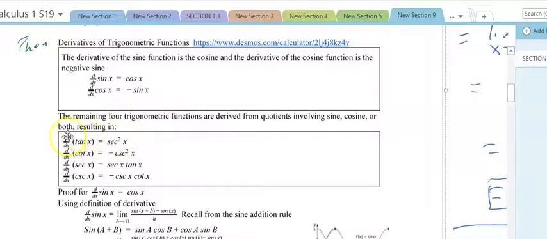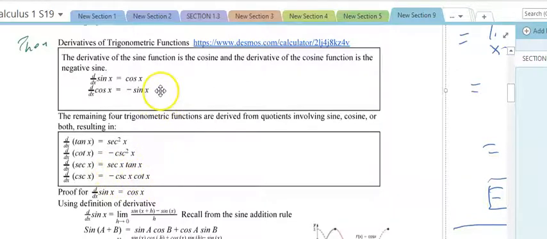are that the derivative of tan of x is equal to secant squared of x. The derivative of cotan of x is equal to negative cosecant squared of x. The derivative of secant of x is equal to secant of x tan of x. And the derivative of cosecant of x is negative cosecant of x cotan of x.